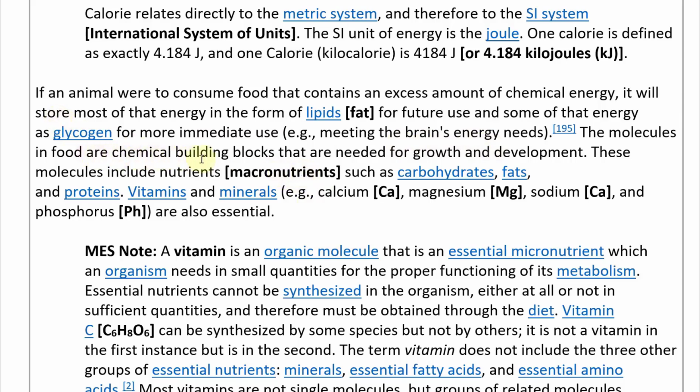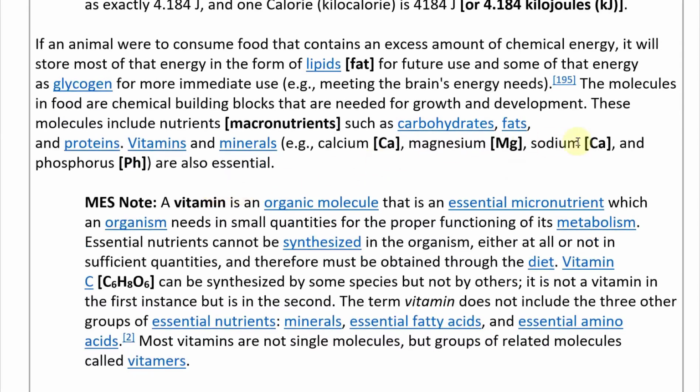The molecules in food are chemical building blocks that are needed for growth and development. These molecules include nutrients or macronutrients, such as carbohydrates, fats, and proteins, whereas vitamins and minerals, e.g. calcium, Ca, magnesium, Mg, sodium, Na, and phosphorus, P, are also essential.